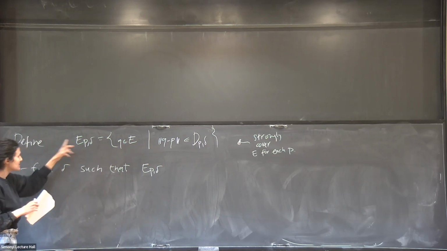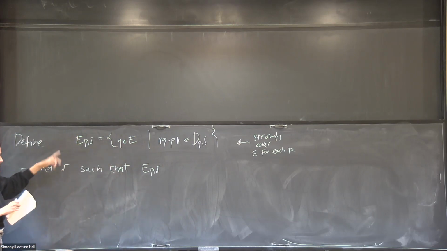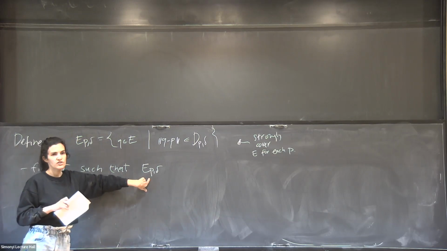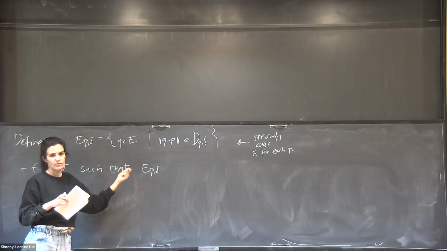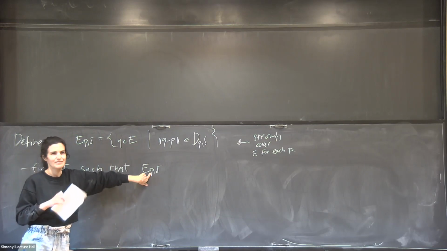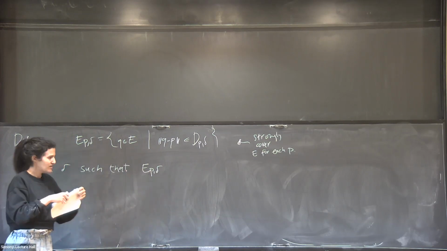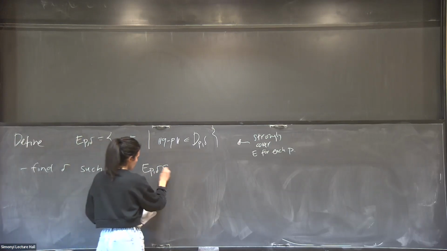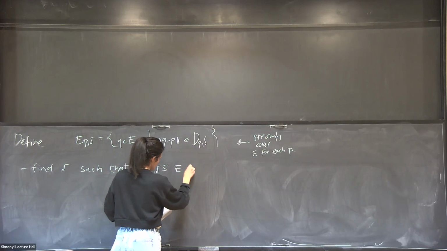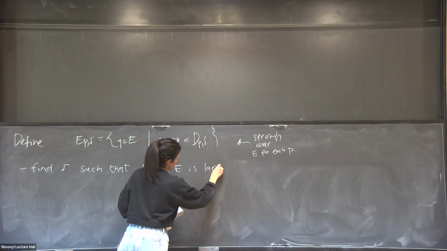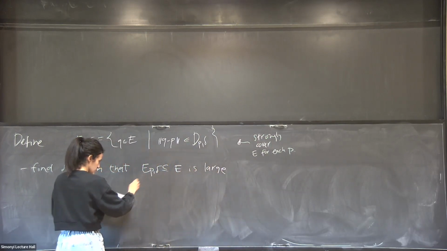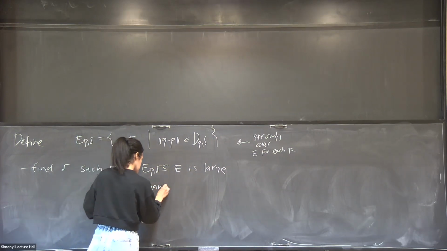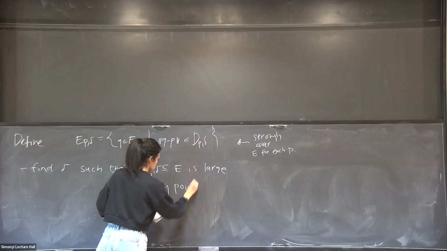Okay, but since it is a covering of E, we can find the delta such that this set will be large, and not only that it's large, it's large for many points P in K. So we find delta such that E_p delta is large for many points.